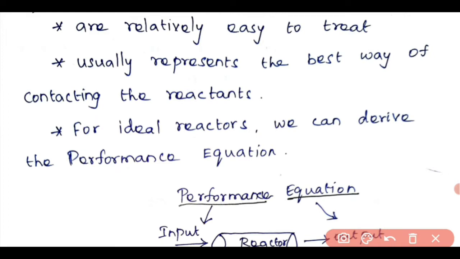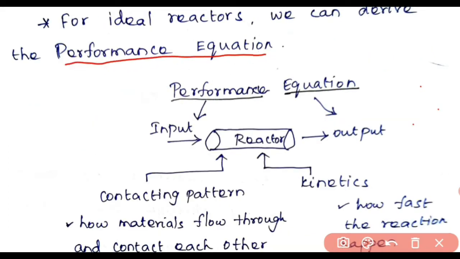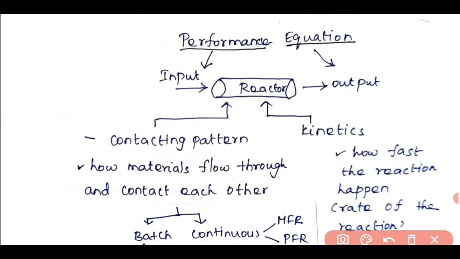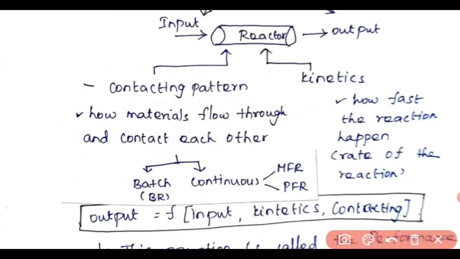So what is the performance equation? The performance equation is a mathematical expression which describes the process inside the reactor exactly. This performance equation relates input and output of your reactor, the contacting pattern of your reactants, and the kinetics of the reaction. The general form of your performance equation is: output of your reactor is a function of input, kinetics and contacting pattern. Here kinetics tells us how fast the reaction happens inside the reactor. That is, it will give the rate of the reaction.